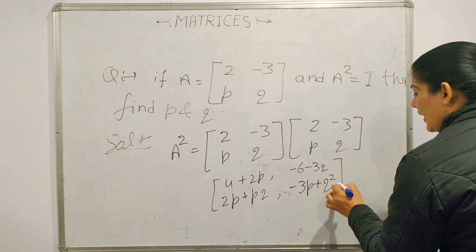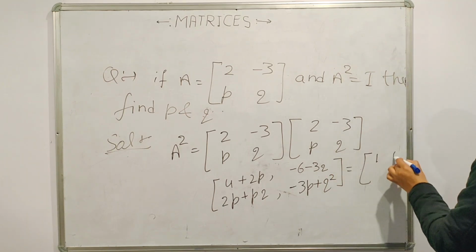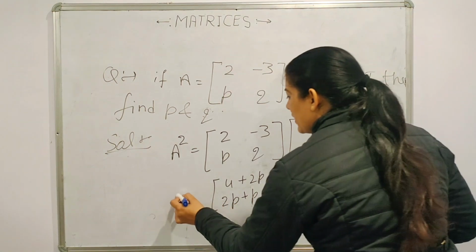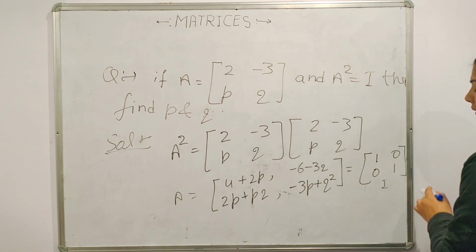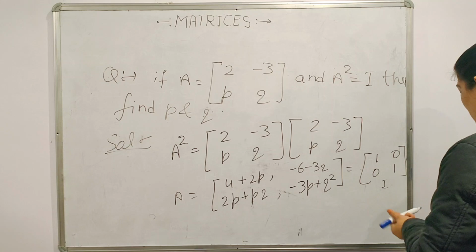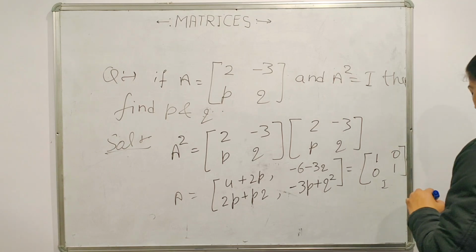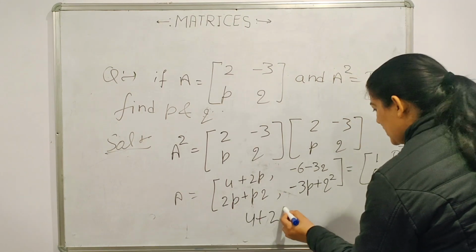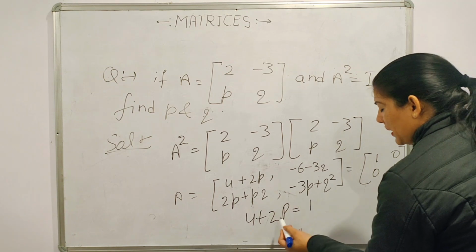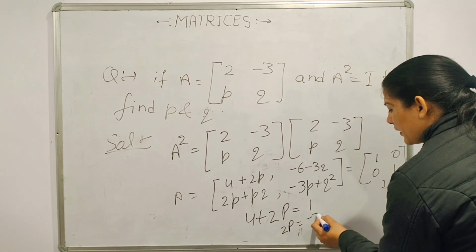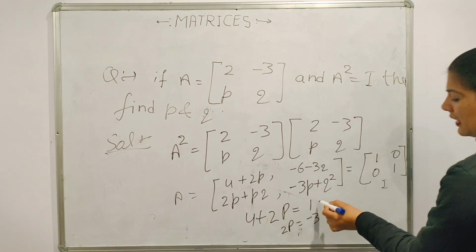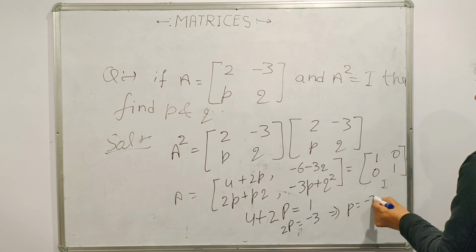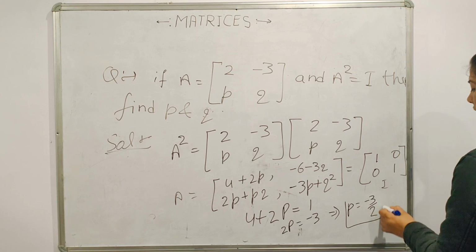And since it is equal to I, I write this is equal to the identity matrix. A square is equal to I. So now you can compare the elements. Here the orders are equal. So 4 plus 2p is equal to 1. That means 2p is equal to minus 3. To the right hand side it becomes minus 4. 1 minus 4 gives you minus 3. So p is equal to minus 3 upon 2. That is the first value of the variable.